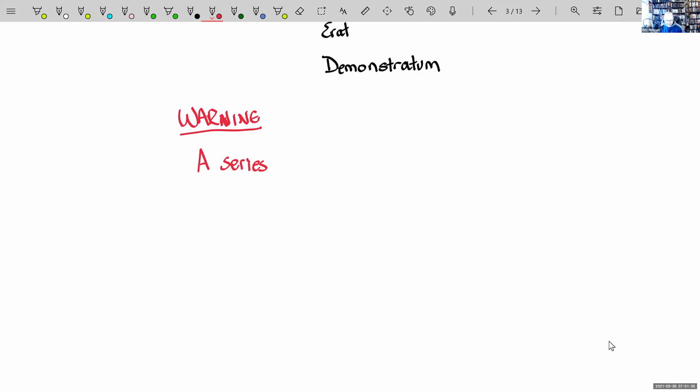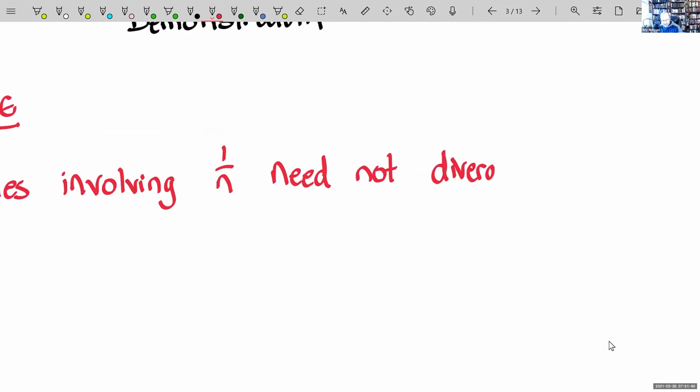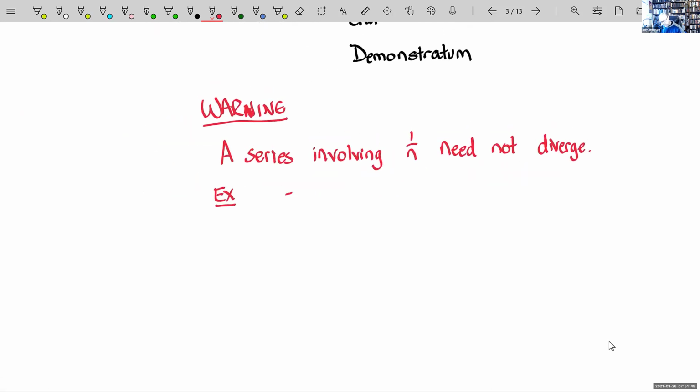All right. So, a series involving 1 over n need not diverge. So, for example, we just had a series not too long ago, n equals 1 to infinity, of 1 over n minus 1 over n plus 1. That series does involve 1 over n, doesn't it? And yet, that was a series that we found, I think we started at 10, converges to 1/10.